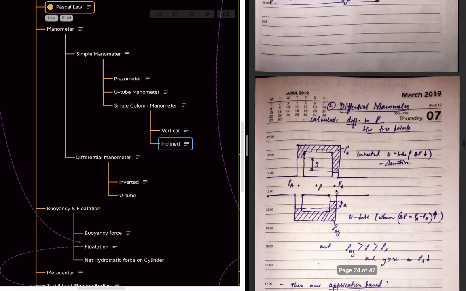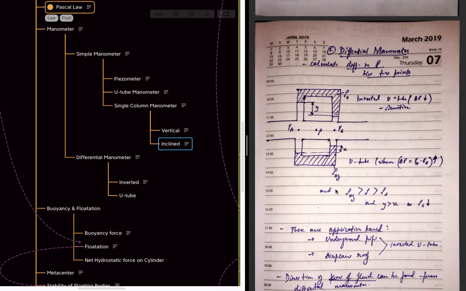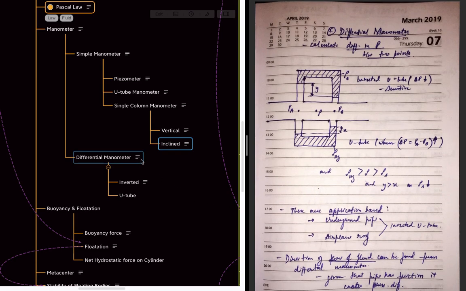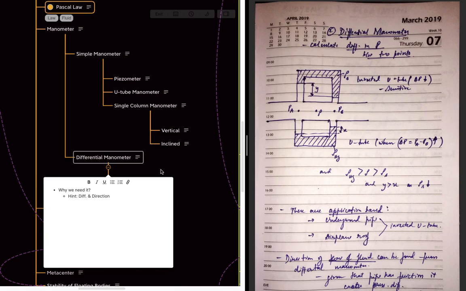So next one is the differential manometer. This kind of manometer is basically used to calculate the difference between two points. For example, this is the inverted U-tube, and this is the normal U-tube. The change in pressure can be calculated from this depth, and this fluid in the U-tube has a different density.